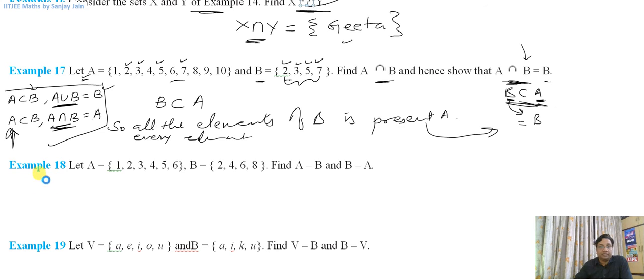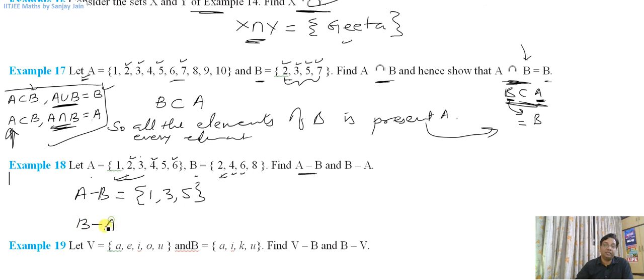So next example, set A is this one, 1 2 3 4 5 6. Set B, we need to find A minus B. What is A minus B? I need all the elements of A that are not there in B. So 1 is there in A but not in B. 2, 4 and 6 are there in B, so these will not be taken. 3 and 5 are very well acceptable, so this is A minus B.